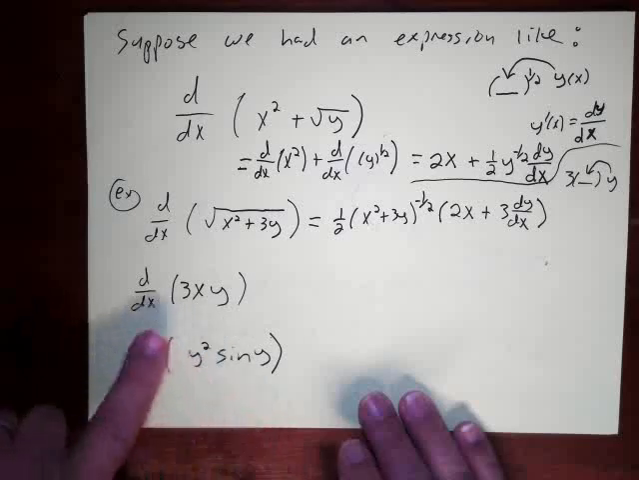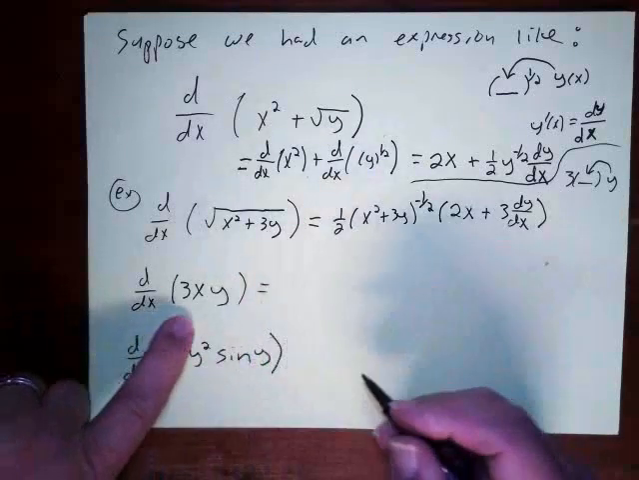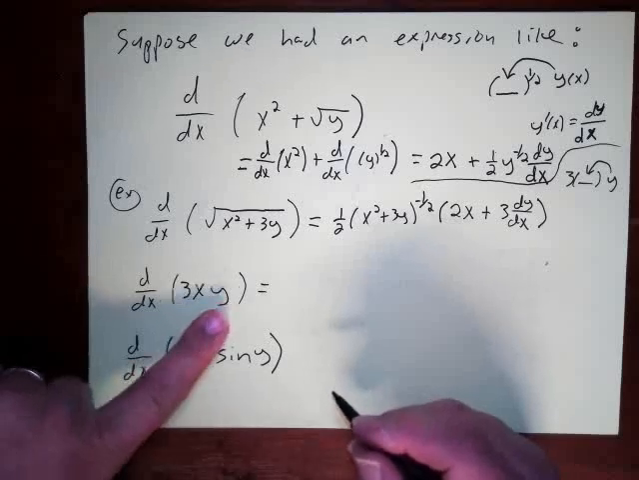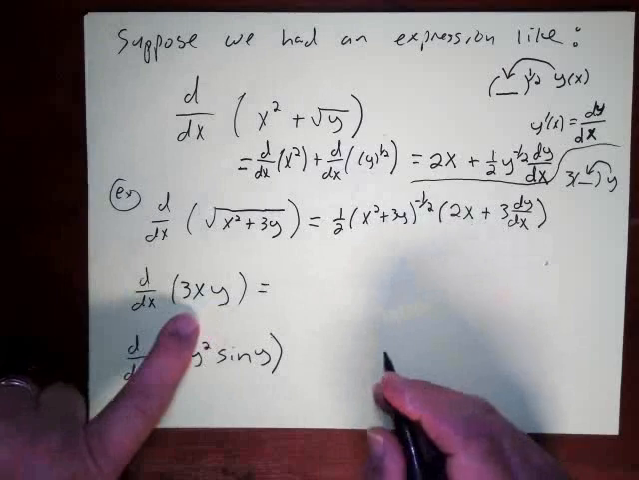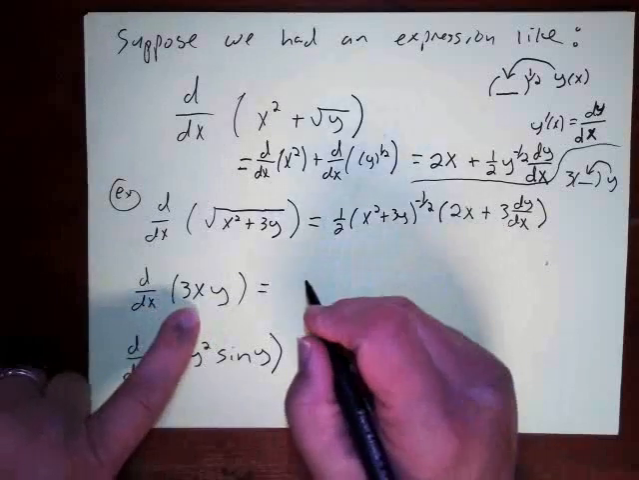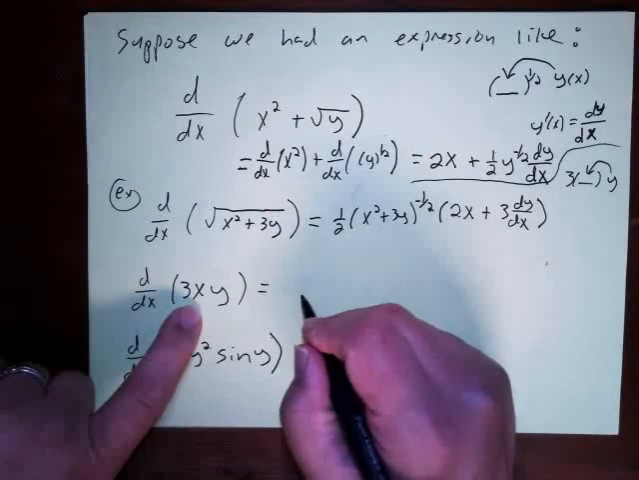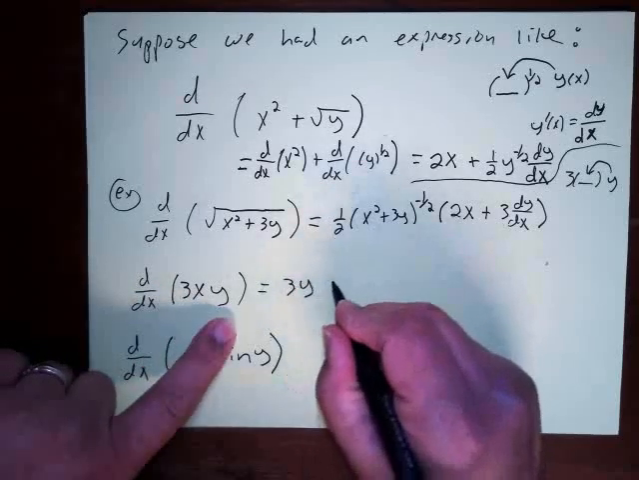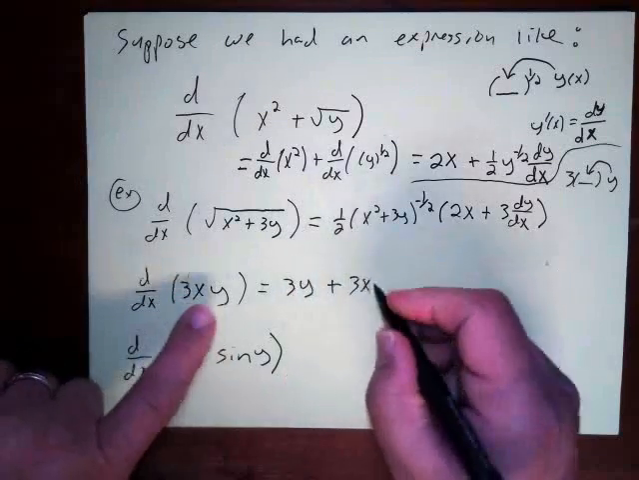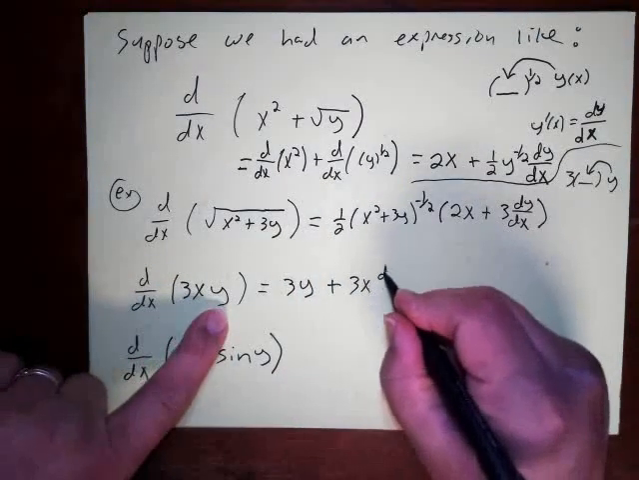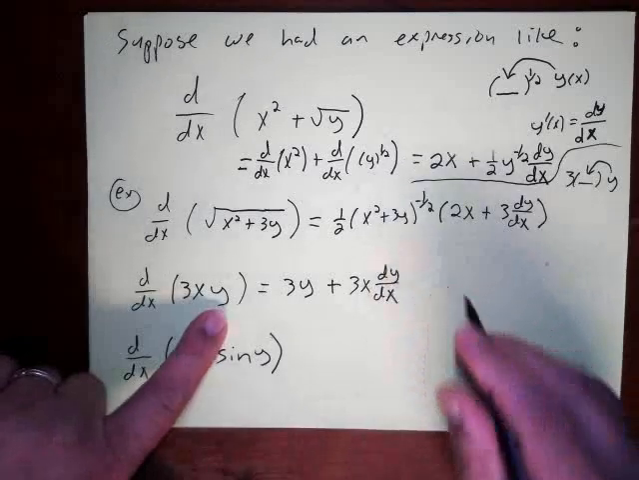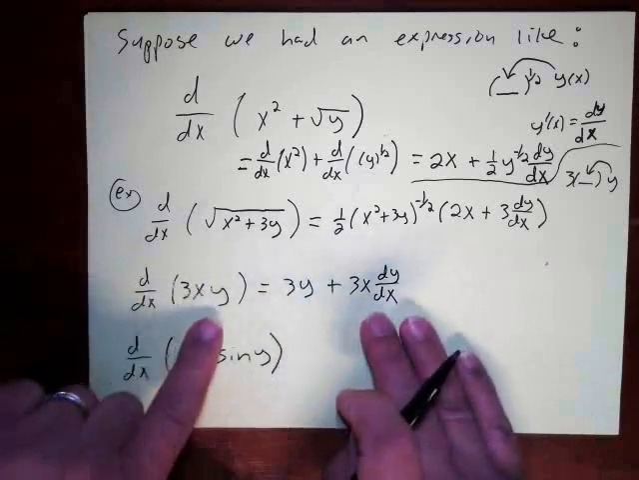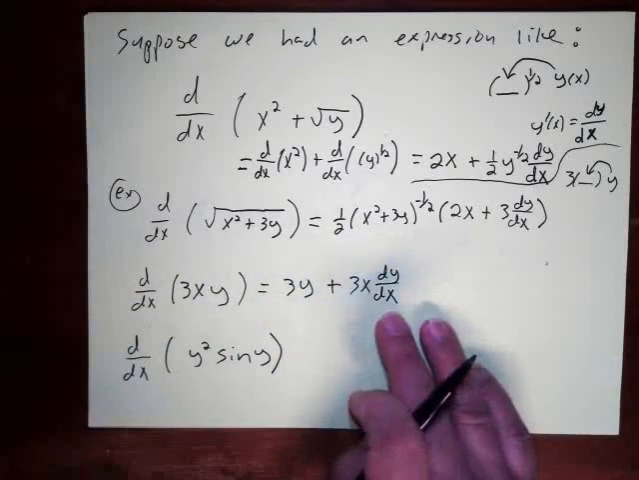Okay, so let's try this one. This one can be thought of as a product of two functions, 3x and then y being an implicit function of x. So using the product rule, I'll take the derivative of 3x times y, and so that would just be 3y. And then I add 3x times the derivative of y, and the derivative of y is just dy/dx. Okay, so it would look like that.